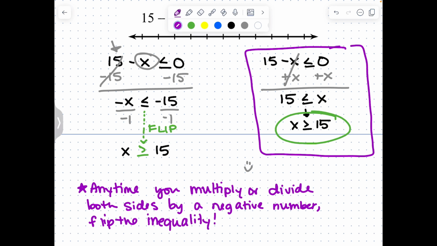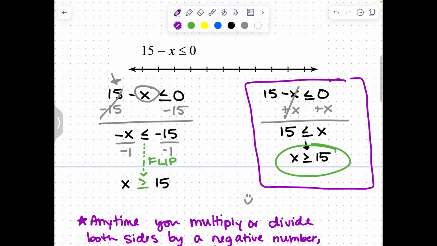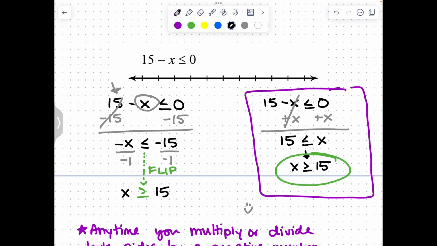So we have our answer. We've solved it. X is greater than or equal to 15. We would just need to fill in the number line. Let's put 15 there. We'll go 14, 13, 12, 11, 16, 17, 18. So we'd put a solid circle on 15 because we do have that or equal to, and we need all the x's that are greater than. So we'd shade to the right.